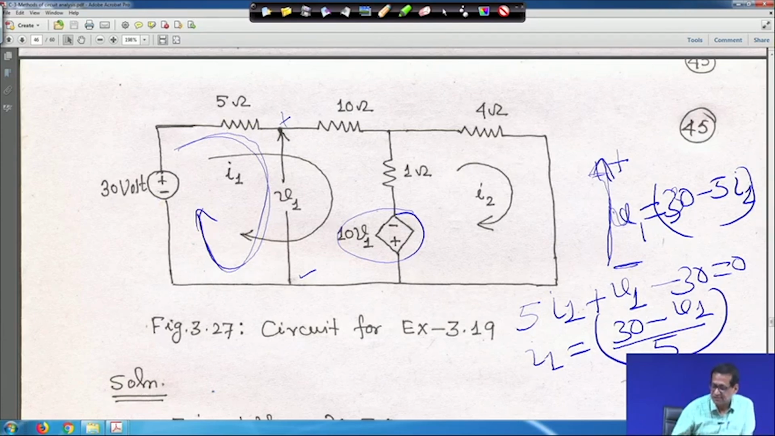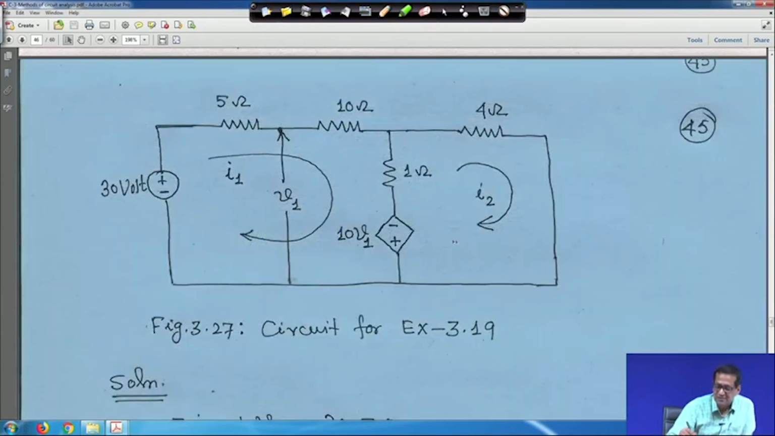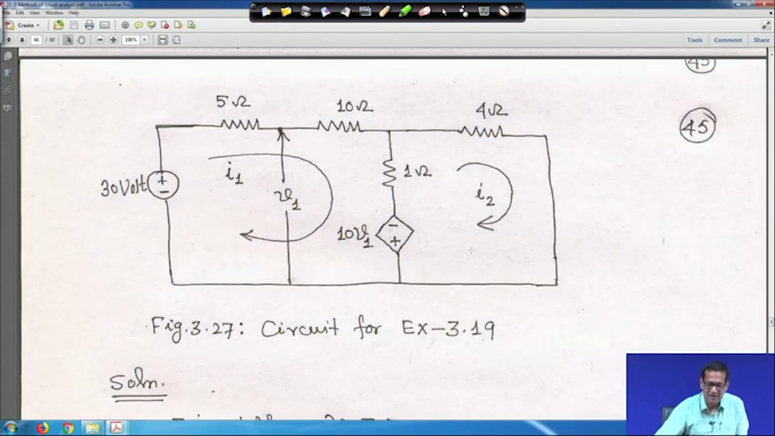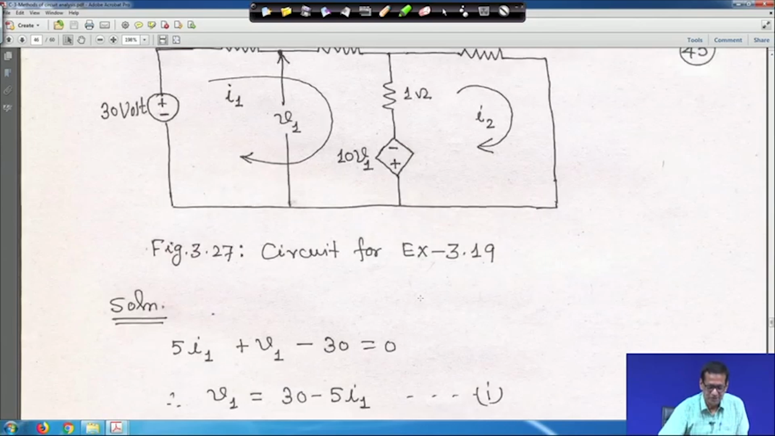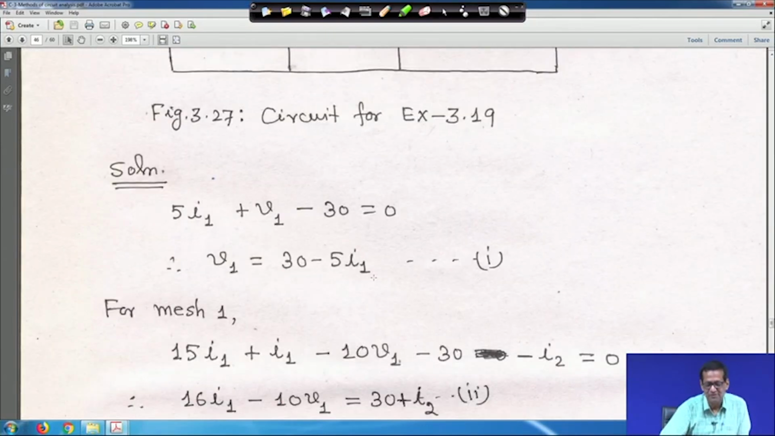This is required, because before going to those equations, let us make all these things clear, a clarification here itself. So now I am clearing it. Once it is done, that's why I am writing 5 I1 plus V1 minus 30, so V1 is equal to 30 minus 5 I1, as I showed you.